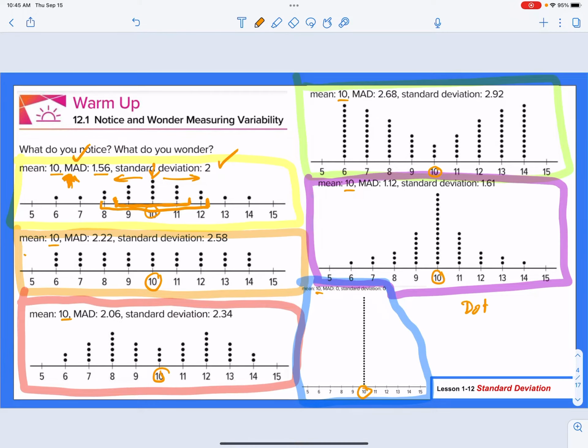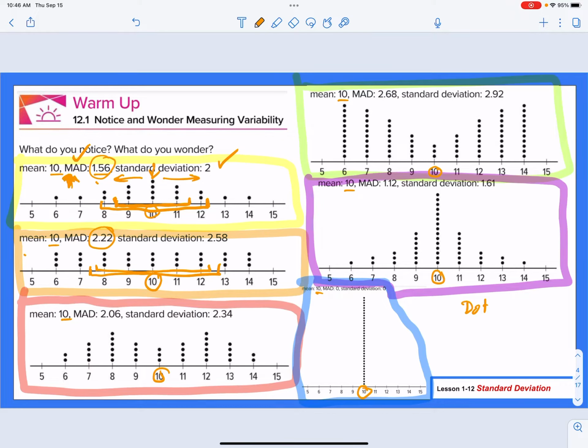When I look at the second one, I have a MAD of 2.22. So different from that one, a little bit larger. So 2.22 is a little larger spread than the 1.56, a little greater. And we can see that indeed the data is more spread out there. Makes sense. The standard deviation is 2.58, so it's going to come out to about here, a little further, but still include a lot of the data points.